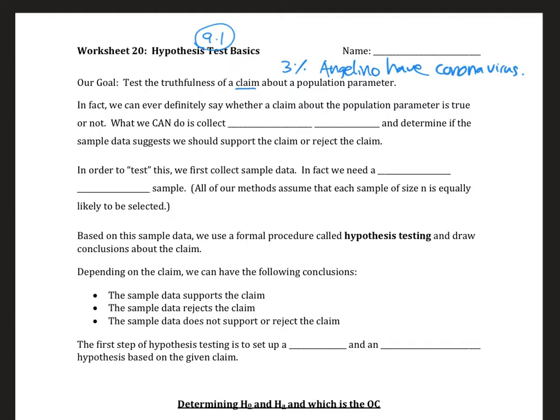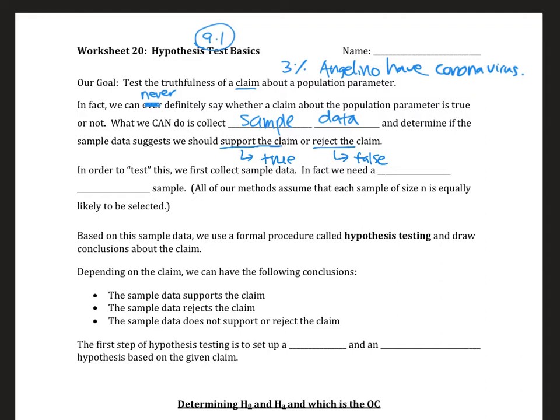So we can never definitely say whether a claim about the population parameter is true or not. What we can do is collect sample data, and determine if the sample data suggests that we should support the claim or reject the claim. Support the claim basically means that we think the claim is true. And reject the claim basically means that we think the claim is false, right? So I'm going to see the statement. It's like I'm going to decide, do you think this is a true statement or do you think it's a false statement, right?